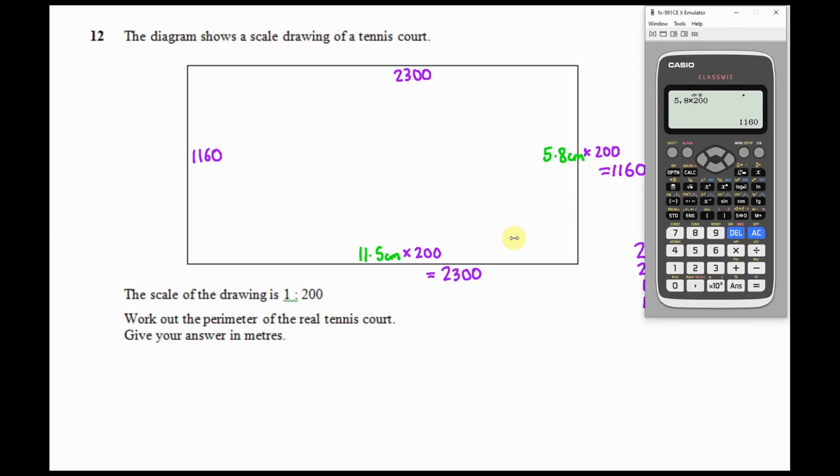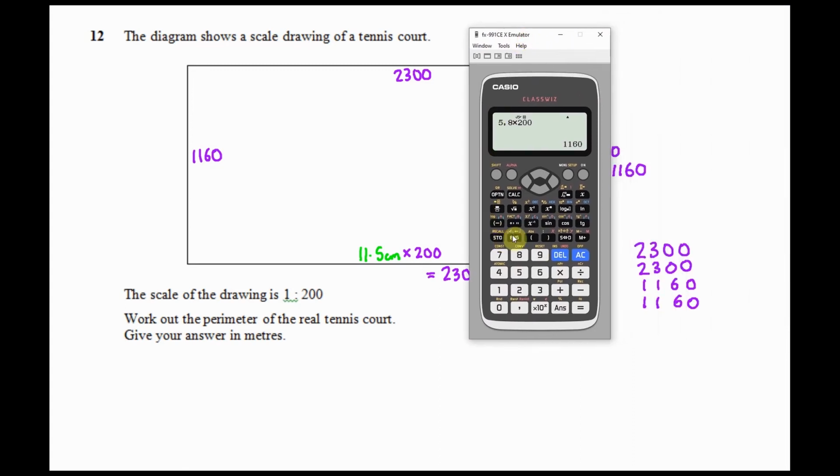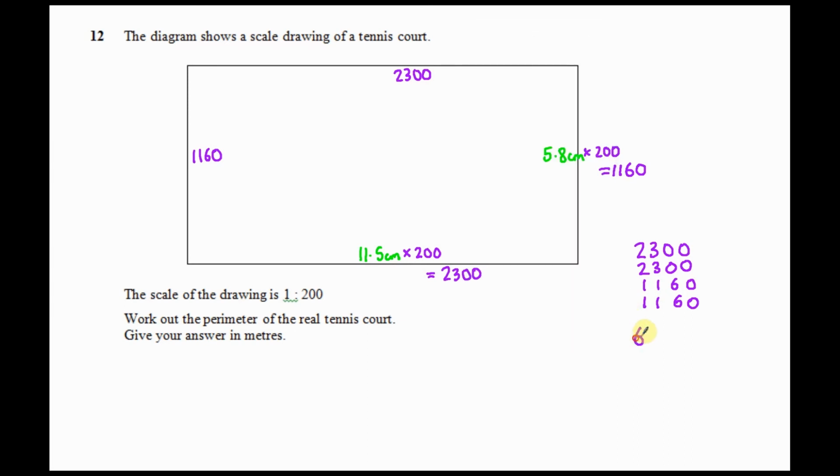I'd advise in the calculator papers to always use your calculator rather than trying to do this manually, simply because it's a calculator paper. You don't want to make those mistakes. So start with 2,300 plus 2,300 plus 1,160 plus 1,160. That gives us 6,920. And what's my units here? Well, the original measurement that I did was in centimeters. So that means this is 6,920 centimeters. So to change that to meters, how many centimeters are there in 1 meter? There's 100, so we need to divide this by 100. That gives us 69.20 or 69.2 meters, and that is our answer.